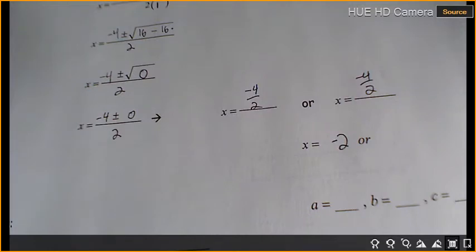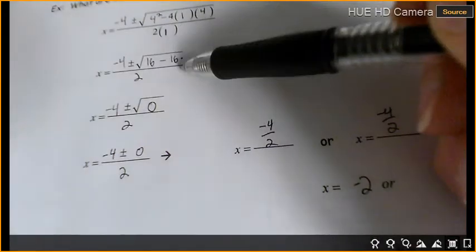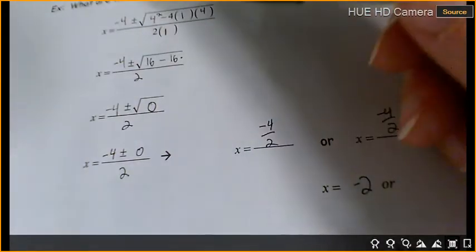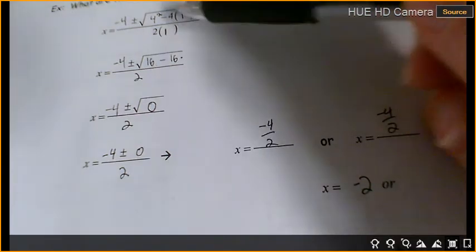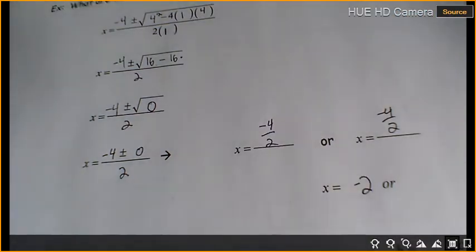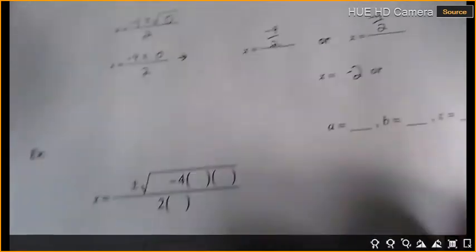For the second step, why 16 minus 16? I did 4 squared, that gave me 16. And then I did 4 times 1 times 4, and that gave me 16. Okay, we'll do another one. We'll do at least one, if not 2 more together before I have you try by yourself.